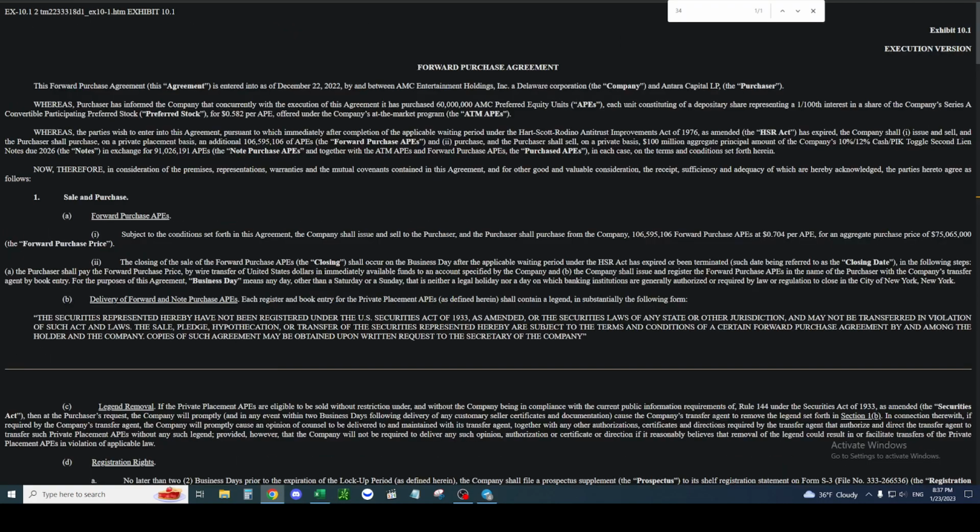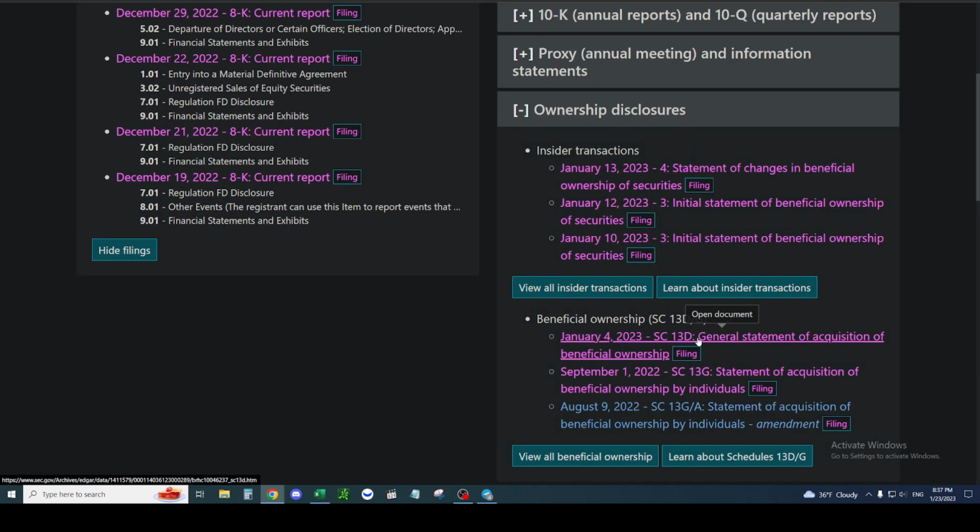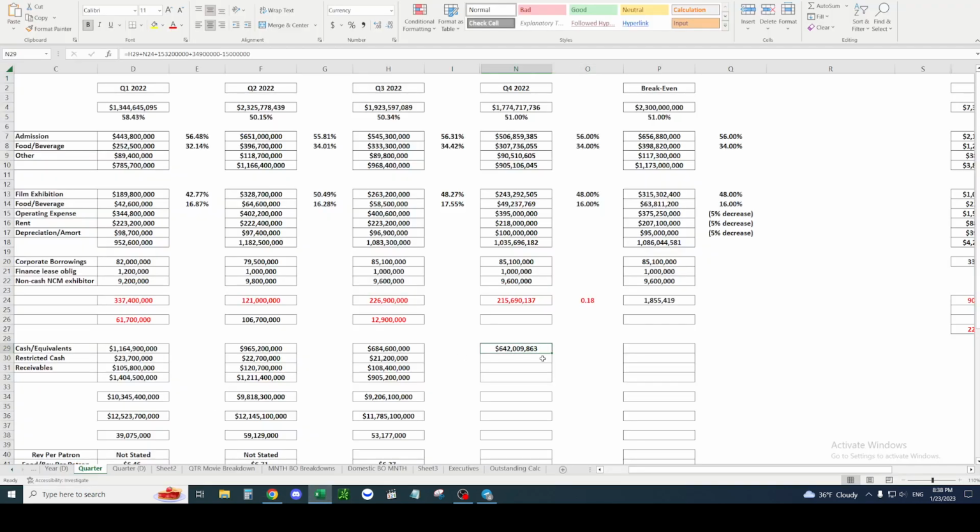And we know that through the 13D filing, we know what Antara's current position is, and we know approximately what the outstanding shares of APE is. So that all leads to approximately $642 million. So actually that cash on hand balance is not that much lower than what it was in Q3. That's going to help hide how much money they burned through in quarter four.